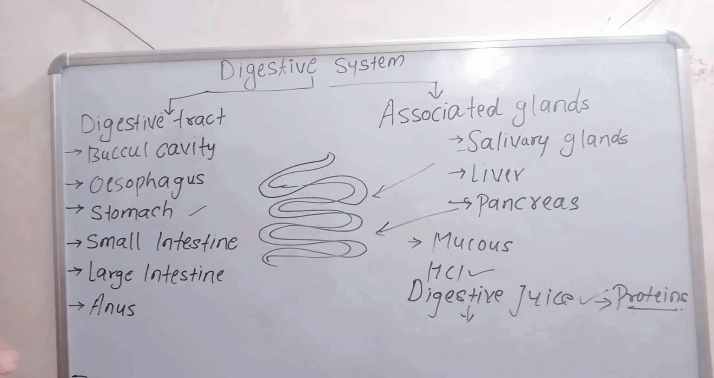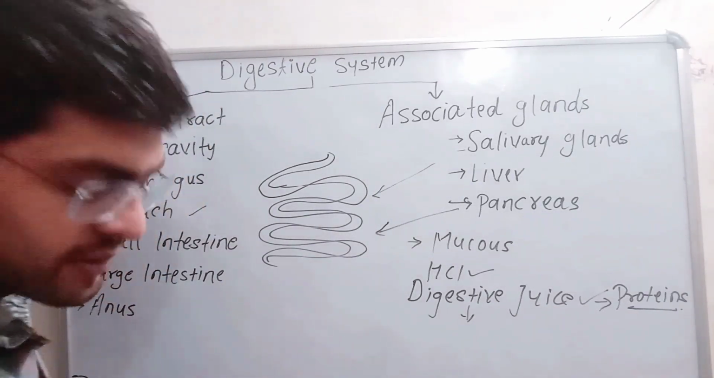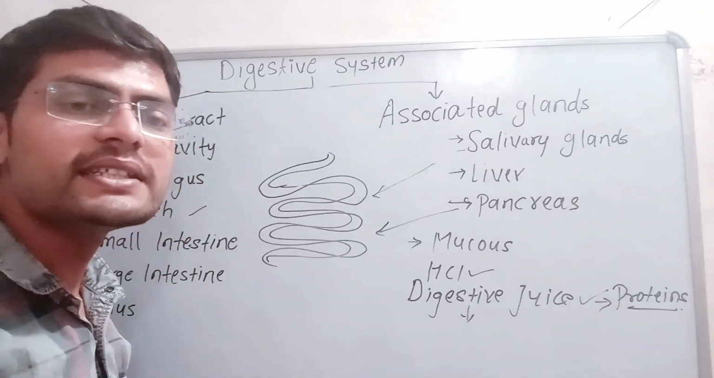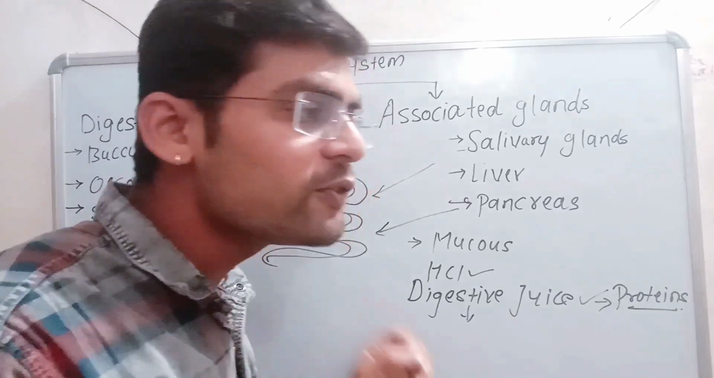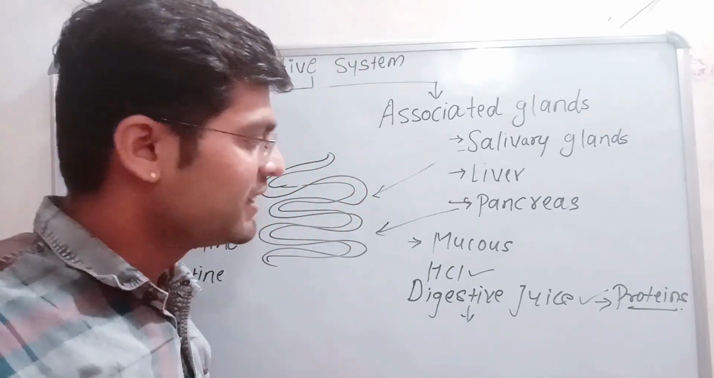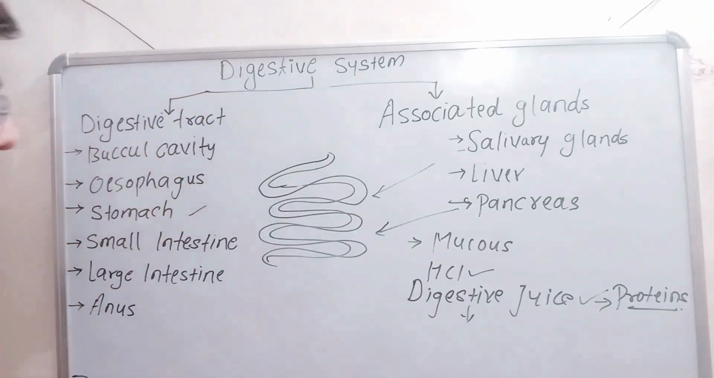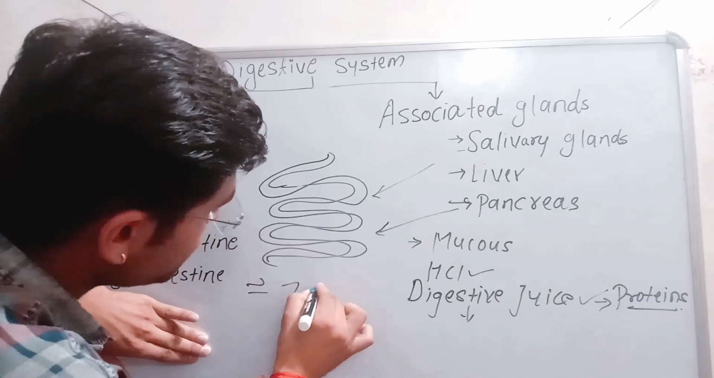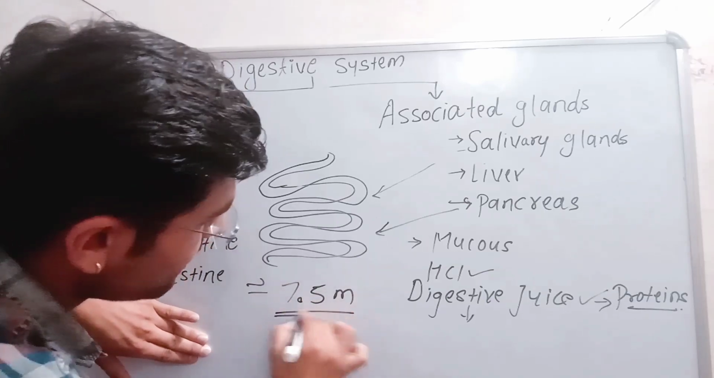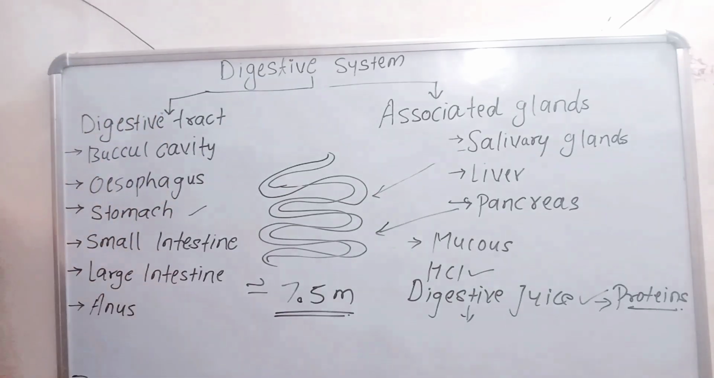Can you imagine the length of the small intestine? The length of the small intestine is about 7.5 meters. It is more than our height. So it is amazing. The length of the small intestine is about 7.5 meters, greater than our height.